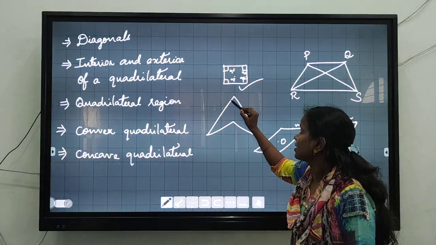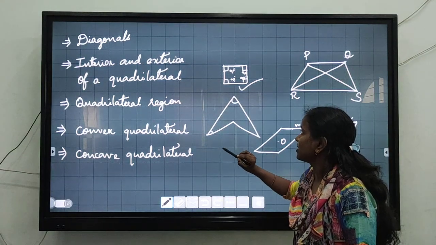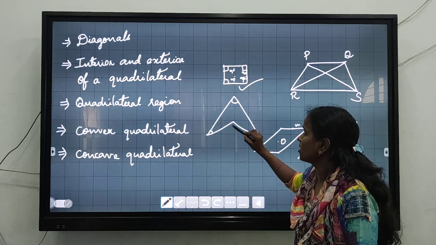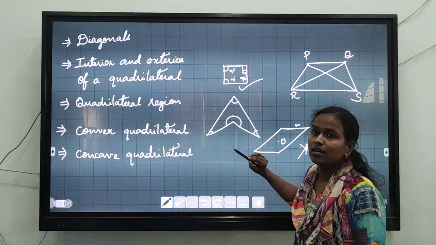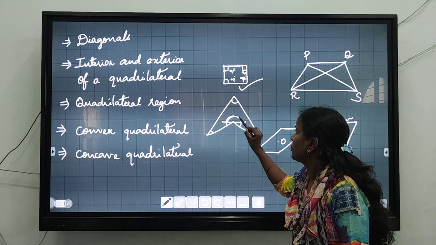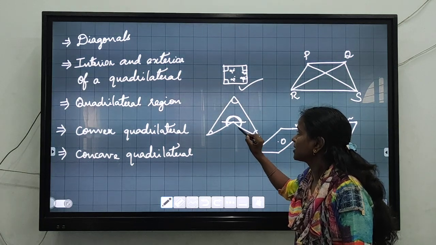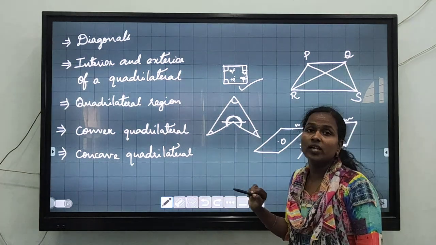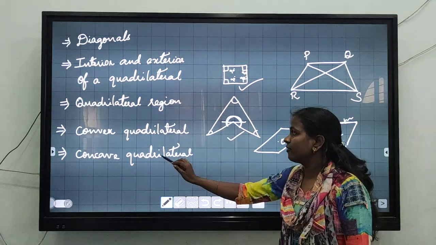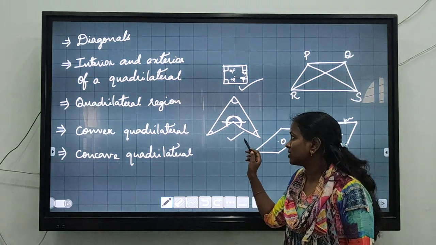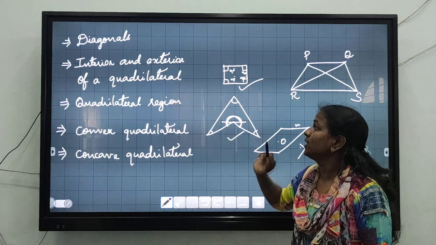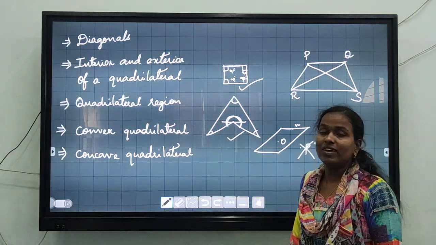Okay, see in this, this angle is less than 180 degrees. This angle also is less than 180 degrees. But see this angle. This is a straight angle. That means only this part is 180 degrees, but an extra is there. That means this is more than 180 degrees. This is the example for a concave quadrilateral. So this is a quadrilateral, a concave quadrilateral. This one is an example for a convex quadrilateral.